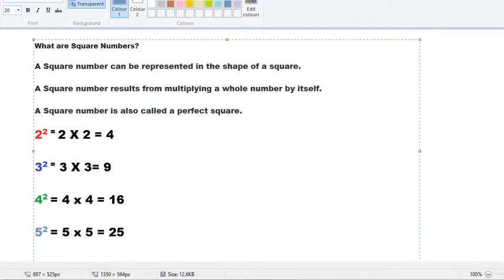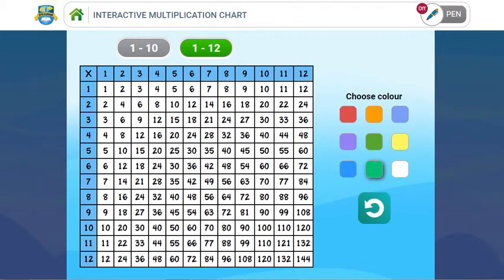So we can use our interactive multiplication chart to explore and illustrate square numbers. So for example, 2 squared, so we can make the square of 2. 2 squared is 4. 2 multiplied by 2 is 4. So 4 is a square number.